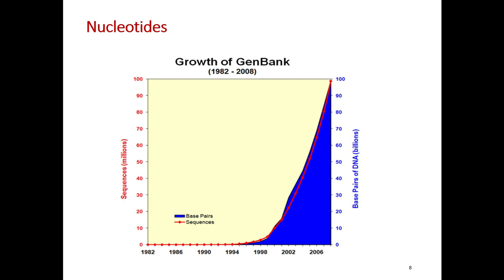Instead of determining the sequence of one gene, what did they start doing? They focus on the entire genome. Genome means the entire set of DNA that is present inside the cell. So now they started determining the entire genome sequence.